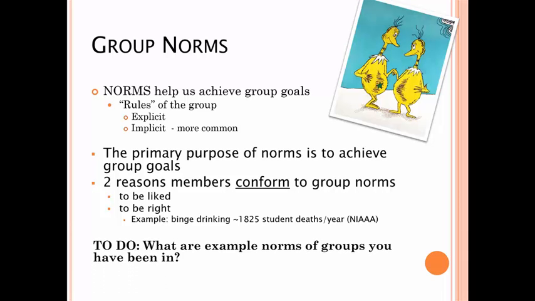So I'd like you to take a moment and pause, and in your notes, make note of a few groups that you've been a part of, whether it's school or work or other organizations. I want you to think about what the norms are within that group and label both explicit and implicit norms. Writing down examples is a good way to get these ideas and concepts across and really get them in your brain.